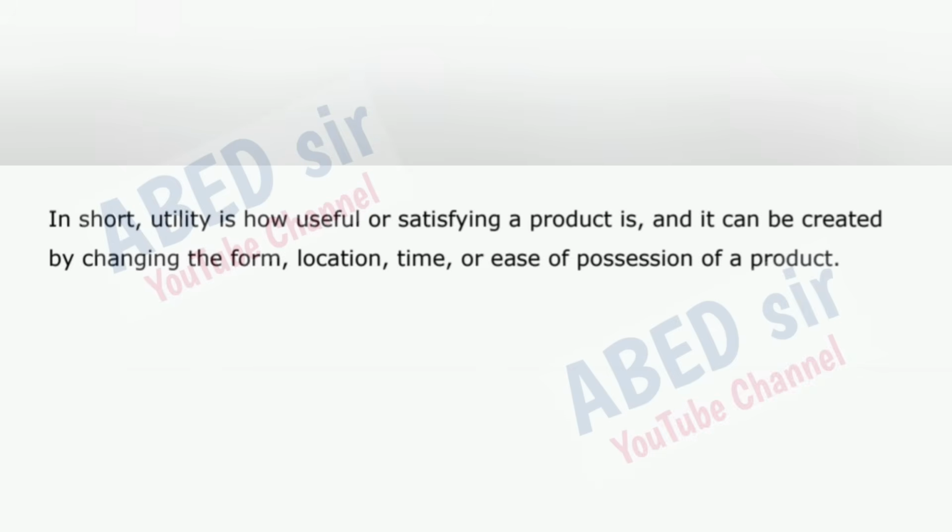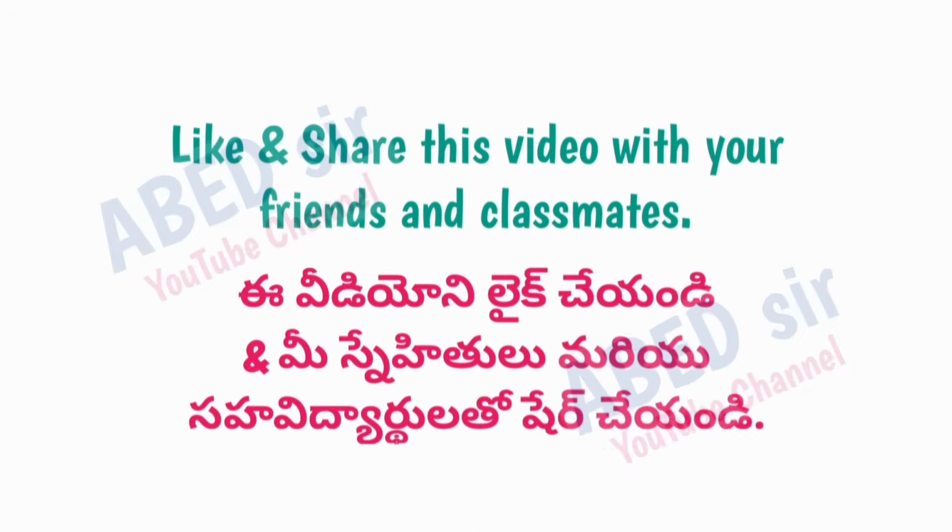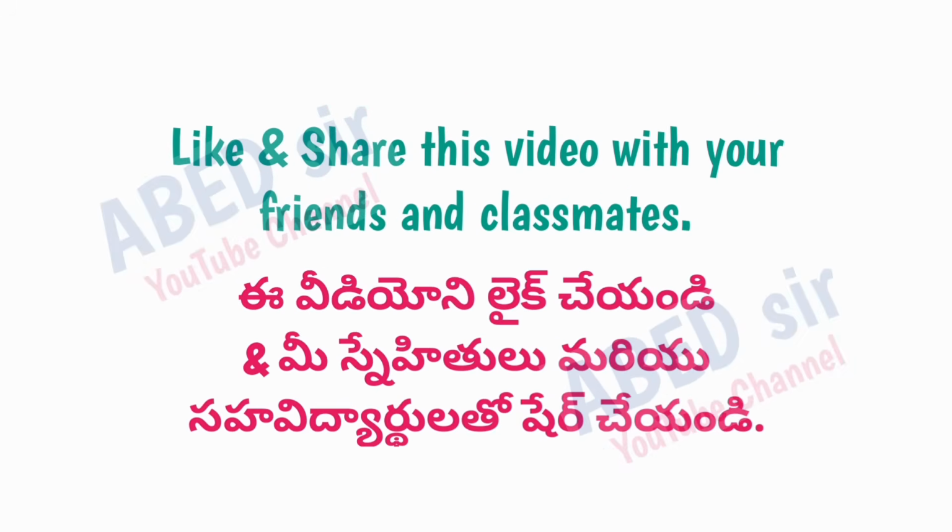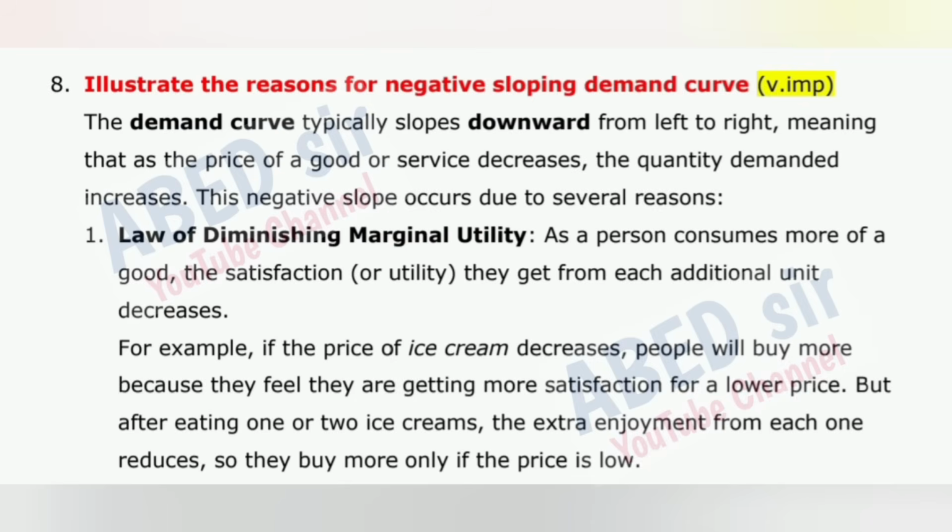In short, utility is how useful or satisfying a product is, and it can be created by changing the form, location, time, or ease of possession of a product. Next important question is 8. Illustrate the reasons for negative sloping demand curve. The demand curve typically slopes downward from left to right, meaning that as the price of a good or service decreases, the quantity demanded increases. This negative slope occurs due to several reasons.